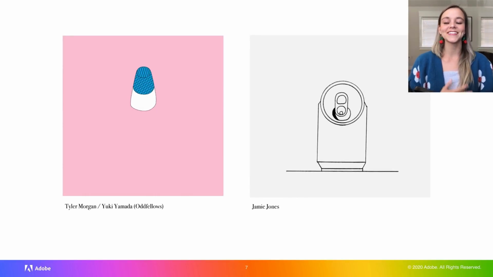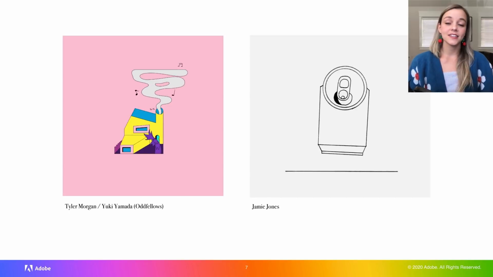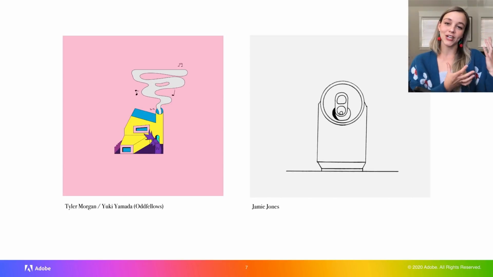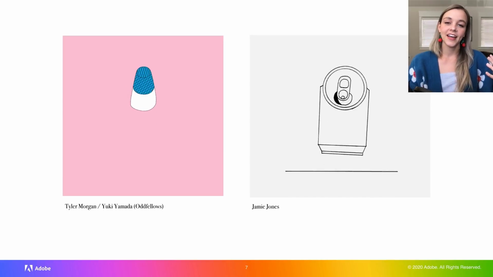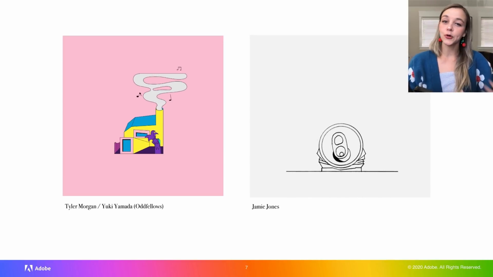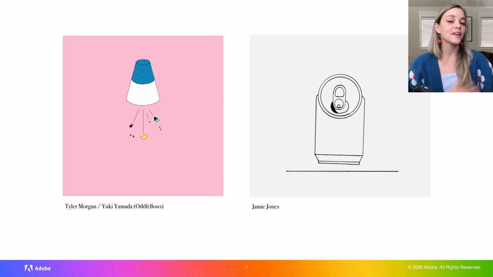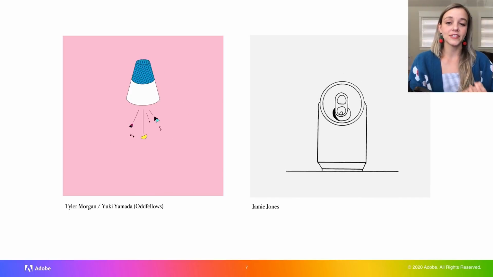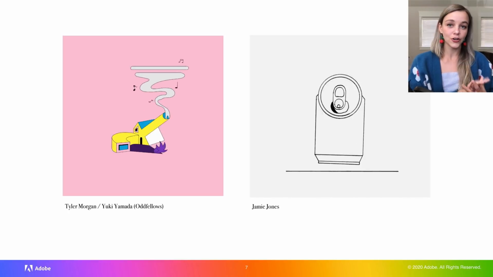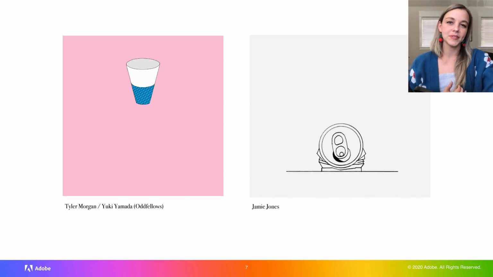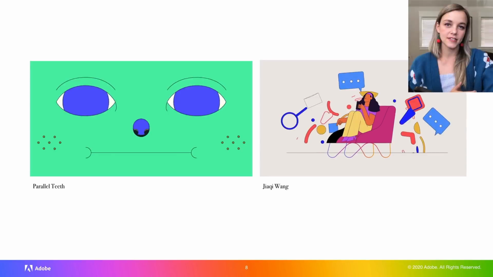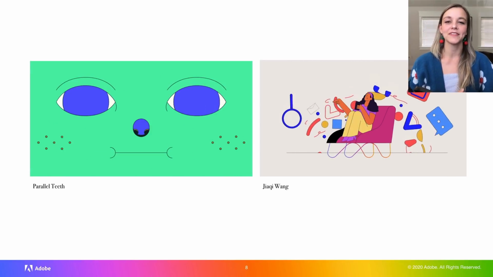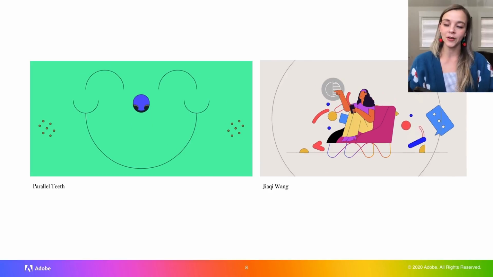So this first one is animated by Tyler Morgan, designed by Yuki Yamada at Oddfellows, and I just love how we have one object transforming into another. And I would say this is a great example of a looping social media GIF. Then we have this GIF by Jamie Jones, a really beautiful, simple line work illustration of a can crushing. This would probably be done more in Cell than After Effects. We have this smiling parallel teeth animation, and we also have this other character animation by Jackie Wong.